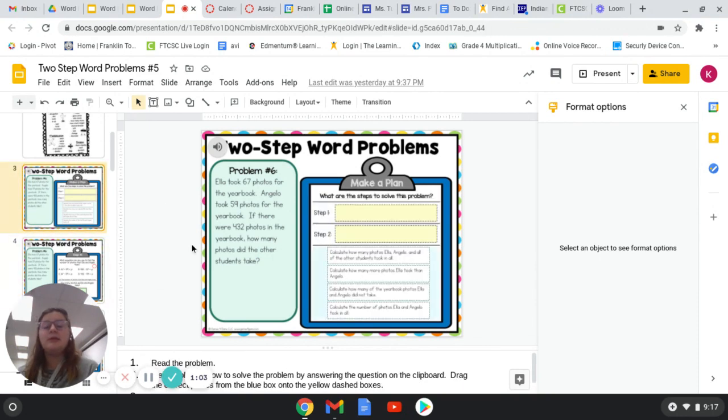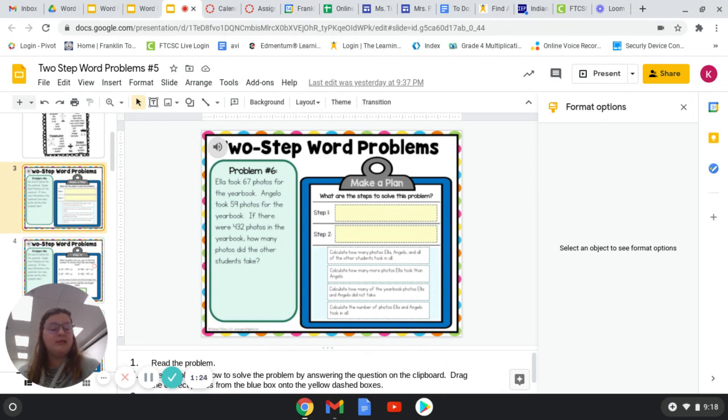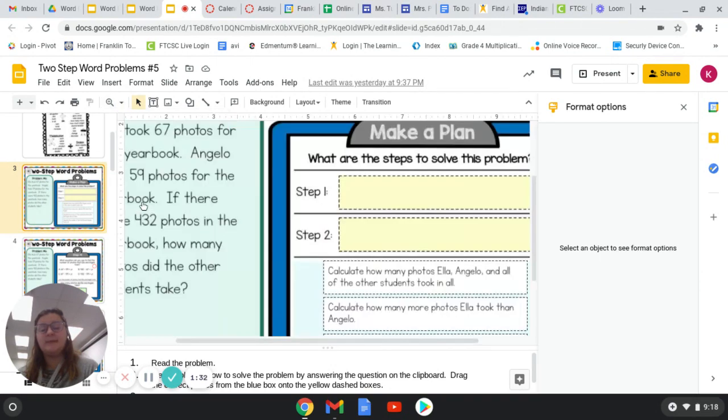So this is problem number 6 on the assignment, and it says that Ella took 67 photos for the yearbook and that Angelo took 59 photos for the yearbook. If there were 432 photos in the yearbook, how many photos did the other students take? So the first step again is figuring out what my 2 steps need to be.